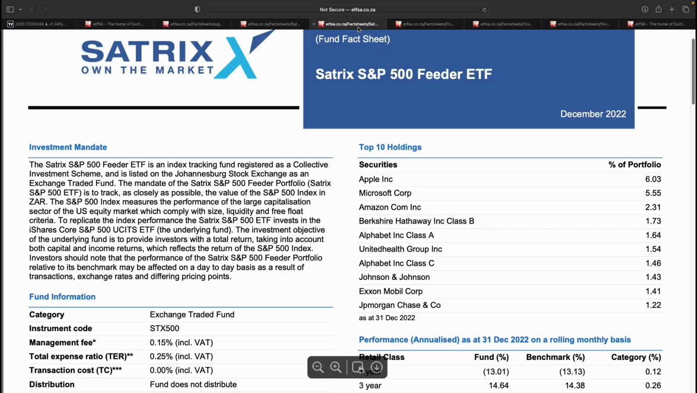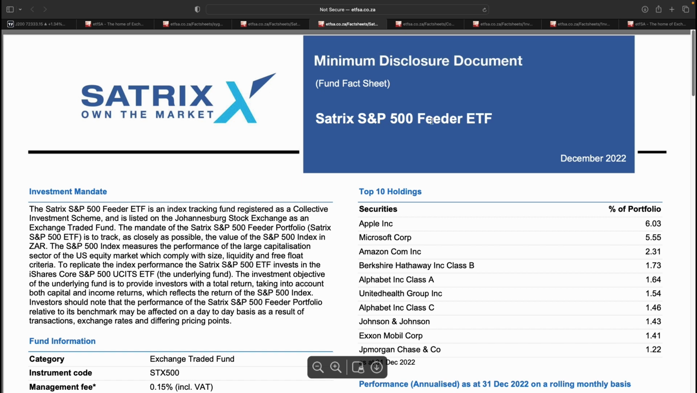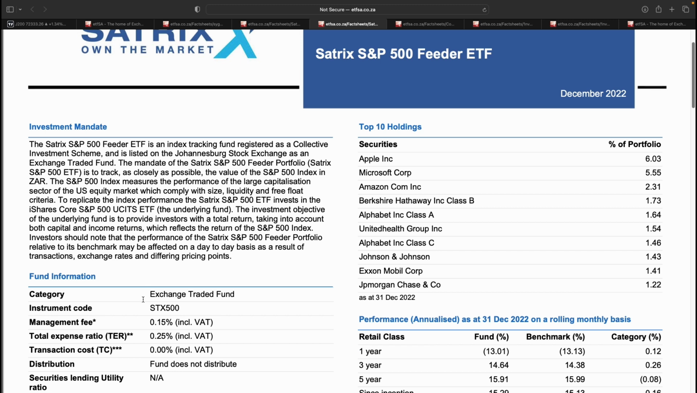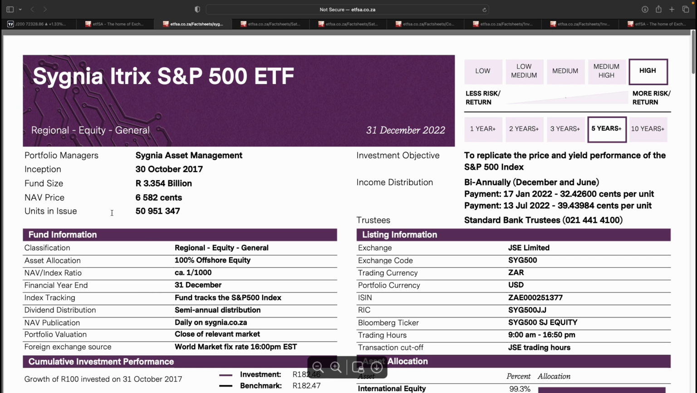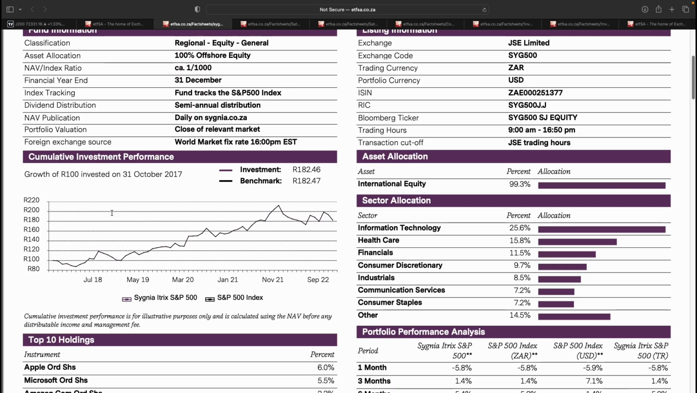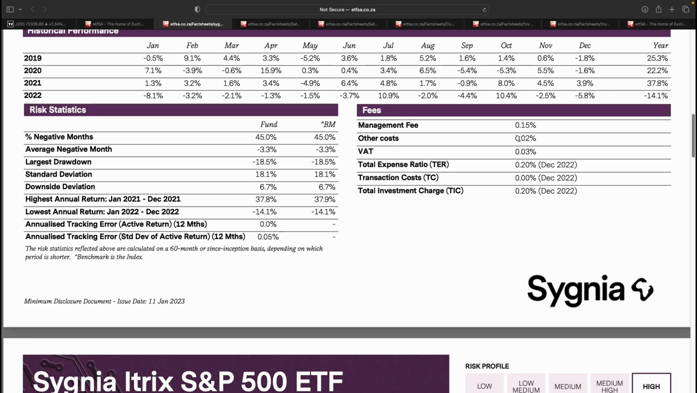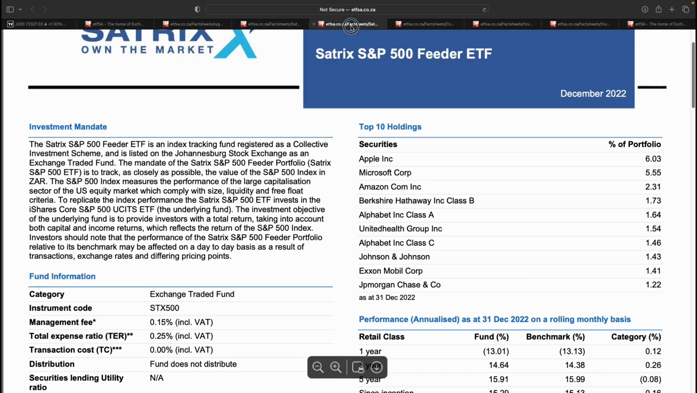In comparison to the Satrix S&P 500 feeder ETF, we can see that the total expense ratio for the Satrix ETF is about 0.4%. If we add the 0.15 and the 0.25, we get 0.4%. But for this ETF, it's 0.2%. I'm just trying to find where that information is, but it's supposed to be somewhere around. Okay, you see the combination of these values. The total expense ratio is 0.2%, but I'm not investing in the Sygnia because of the lower total expense ratio.